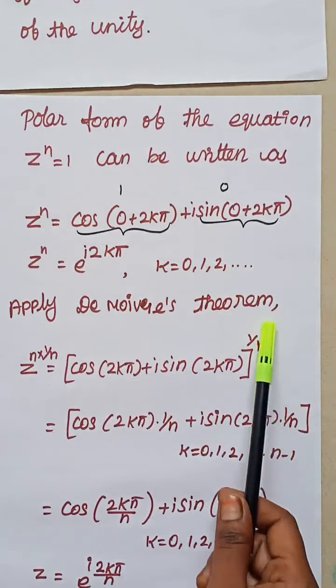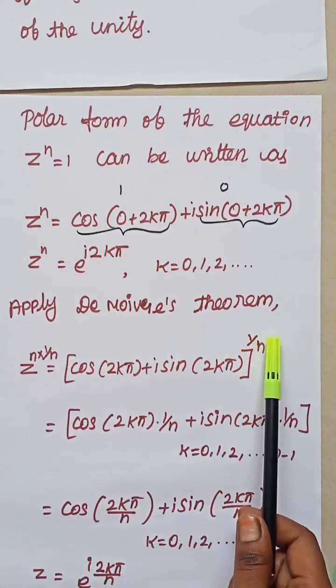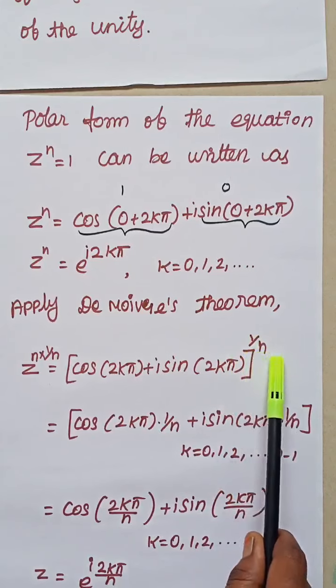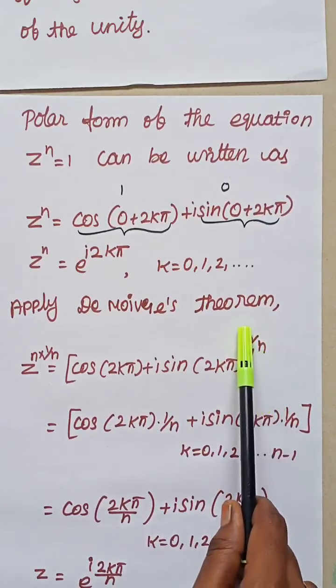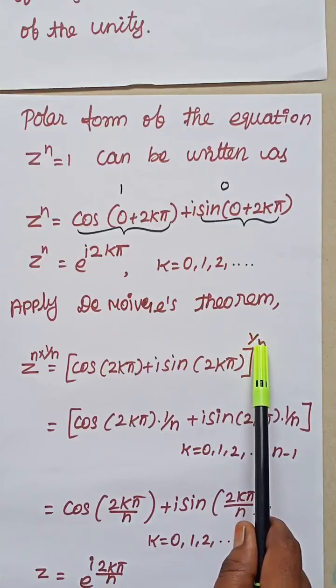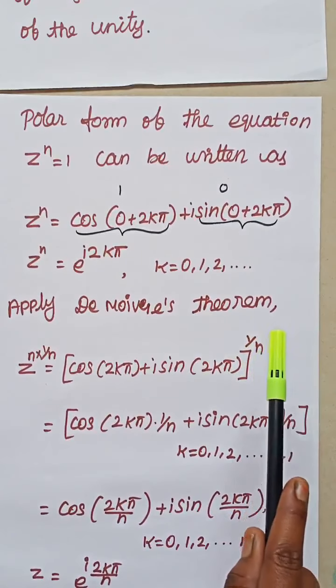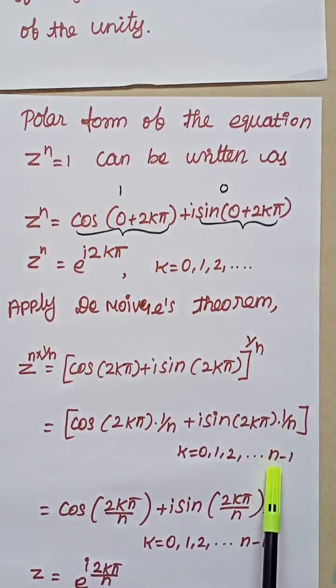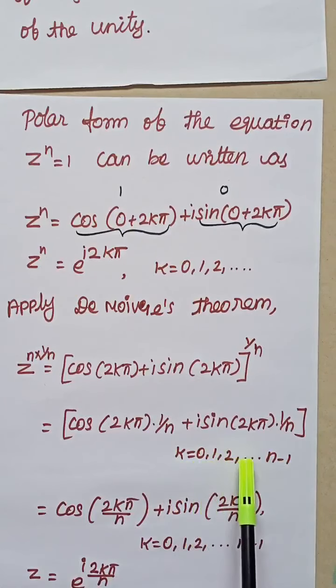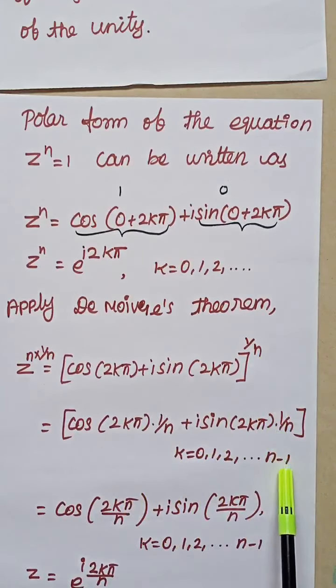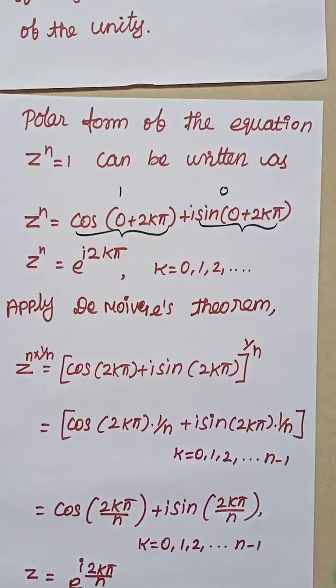Why? See the power carefully. The power denominator value is called n. An nth degree equation means n solutions exist, so the k value is substituted up to n minus 1. Do you understand? So cos of 2k pi into 1 by n plus i sin of 2k pi into 1 by n, where k varies from 0, 1, 2, up to n minus 1.